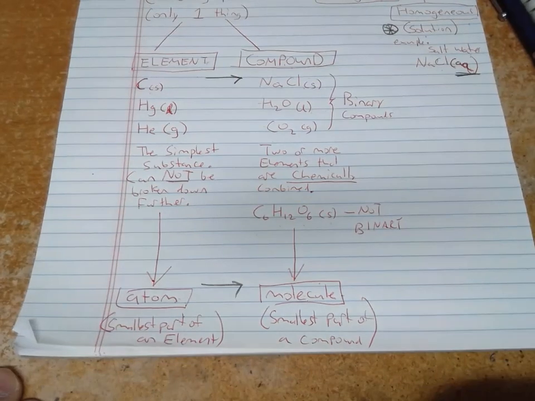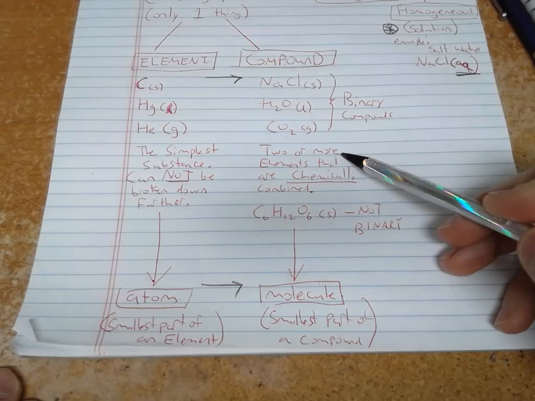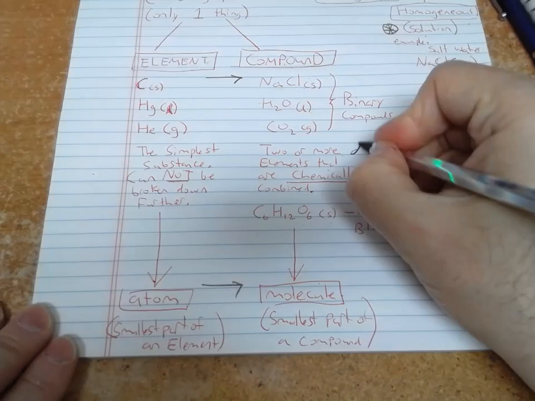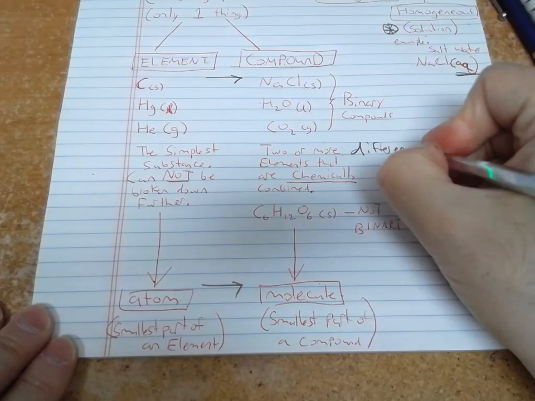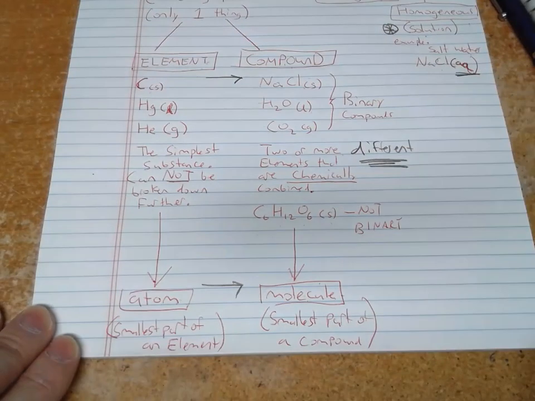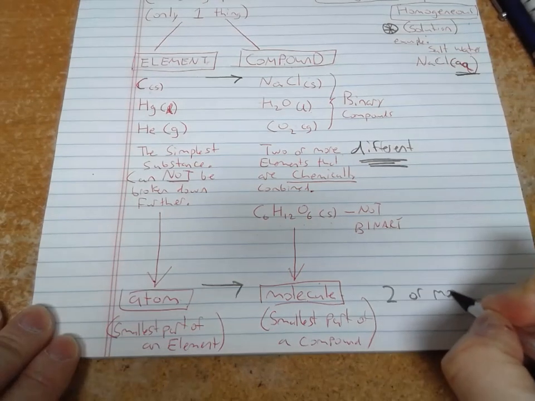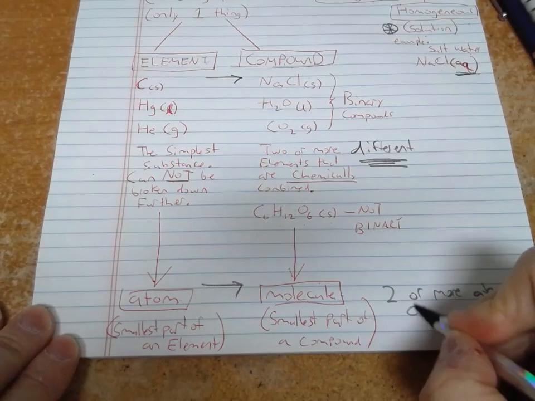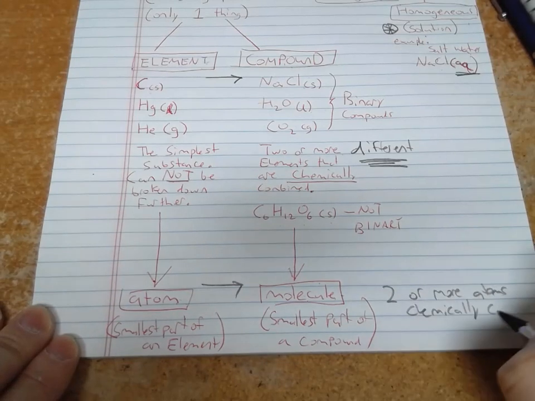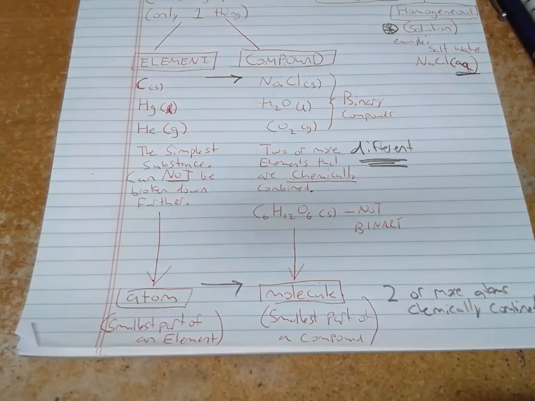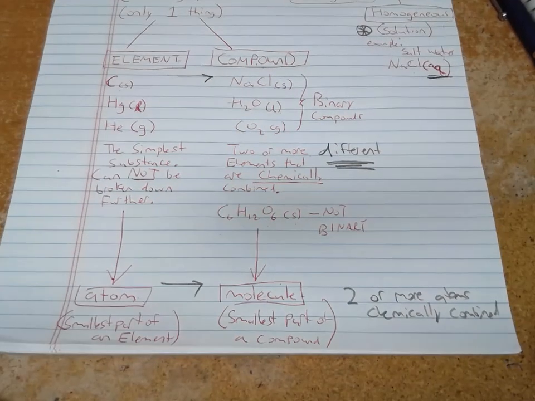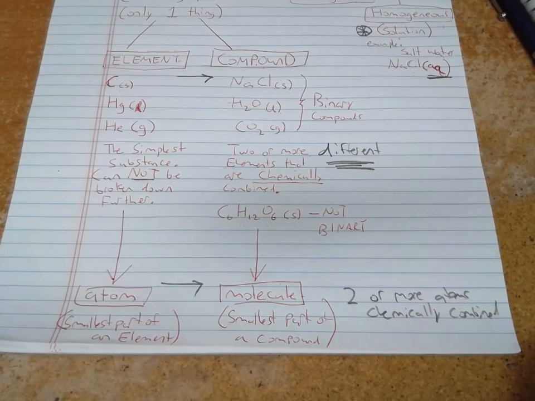There's only one exception to this, and that is that the definition of a compound is two or more elements that are chemically combined, but they have to be different elements. That's really important. Two or more different elements. Whereas a molecule is two or more atoms that are chemically combined, but they do not need to be different. Which means I could take two of the same atom and make a molecule. Now, what exactly does that mean? What does that look like? Well, let me show you.